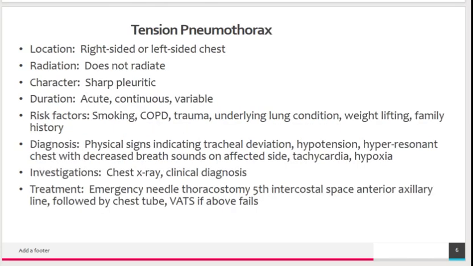Another serious cause of acute chest pain and shortness of breath is something called tension pneumothorax. It can happen spontaneously, or the predisposing factors can be someone with underlying lung condition, COPD, a smoker, or a person with positive family history. Diagnostic criteria involves hyperresonant chest, deviation of trachea, and diminished breath sounds on the affected side. Chest X-ray can aid in the diagnosis. The management focuses on urgent needle thoracotomy.